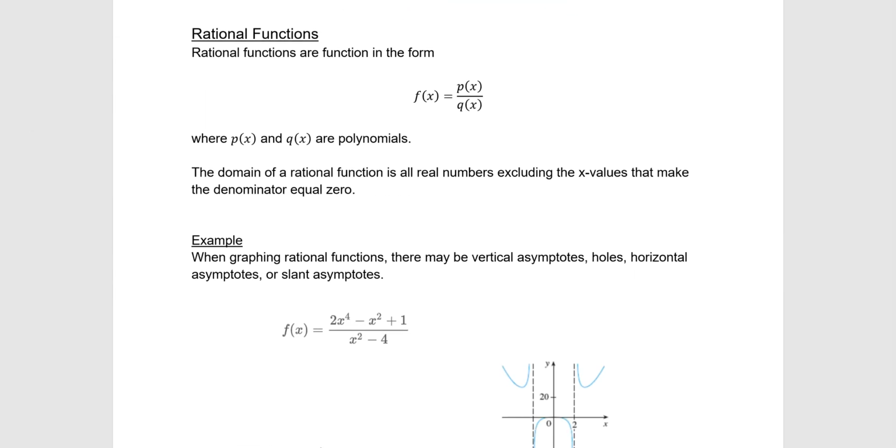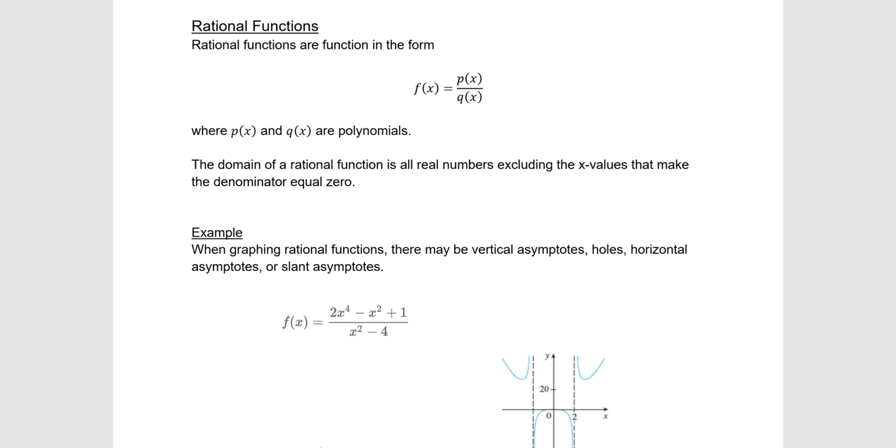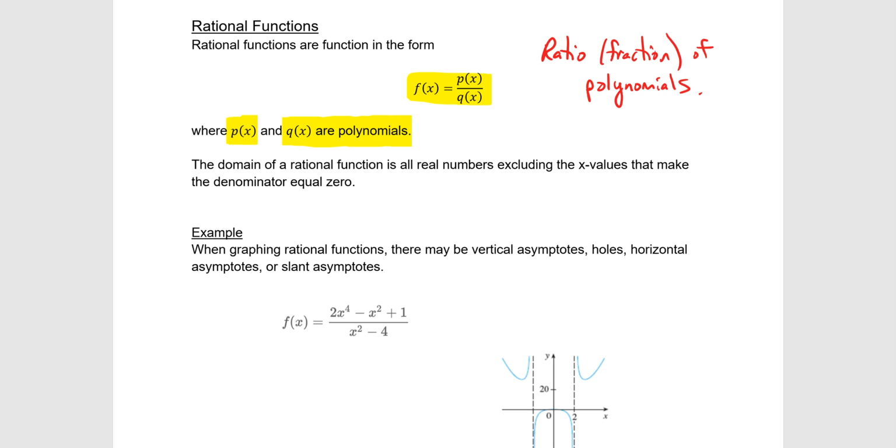Next thing is rational functions. Rational functions are of the form f of x is p of x over q of x. The important thing here, because it looks kind of weird, like it doesn't mean anything, is that p and q are polynomials. So rational functions are a ratio of polynomials. And we know that ratio means fraction.